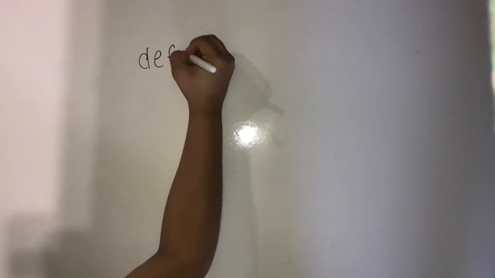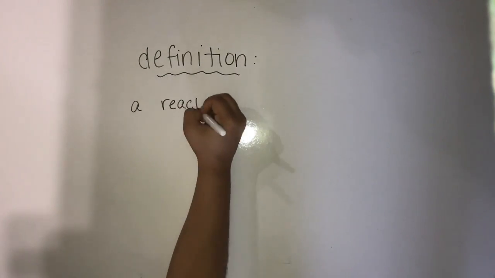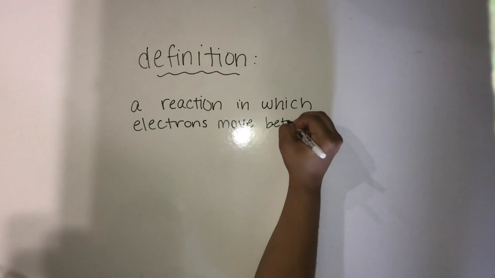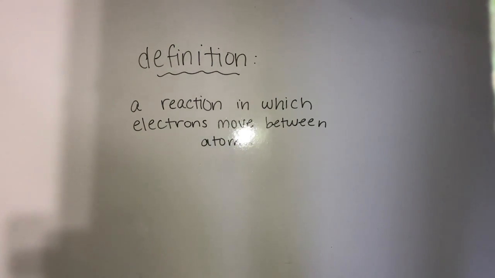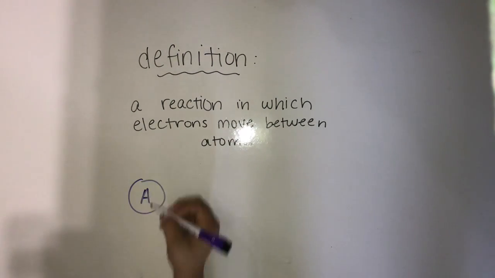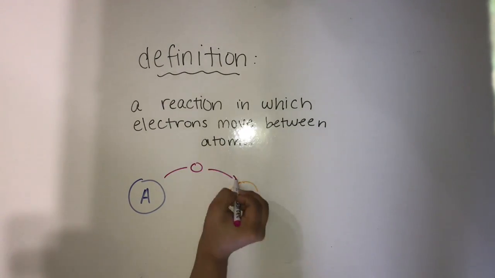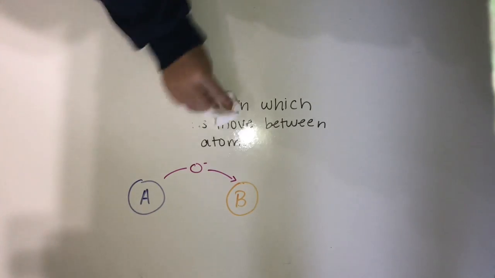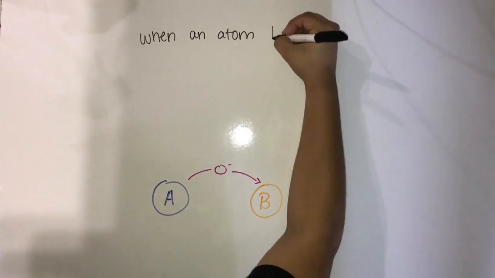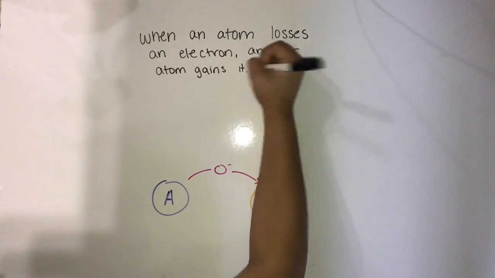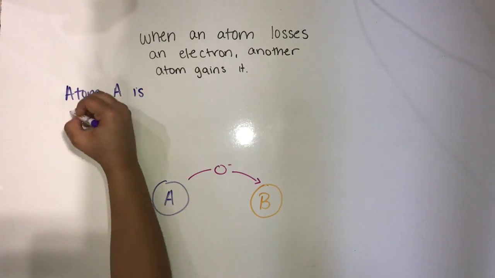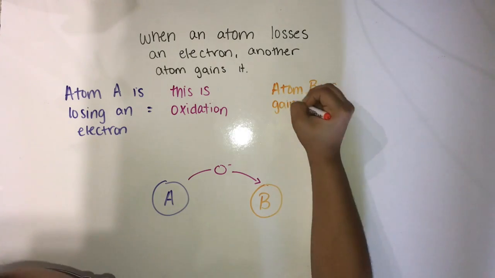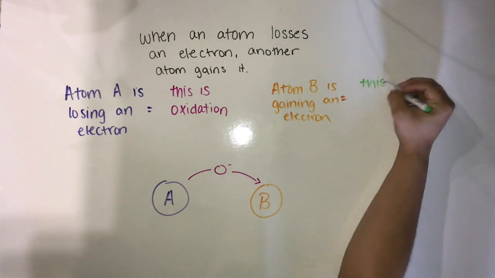So what is a redox reaction? A redox reaction is a reaction in which electrons move between atoms. As you can see in the drawing, there is an A atom and a B atom, and the pink electron is moving from the A atom to the B atom. When an atom loses an electron, another atom gains it. Atom A is losing an electron, which means it's being oxidized. Atom B is gaining an electron, which means it's being reduced.